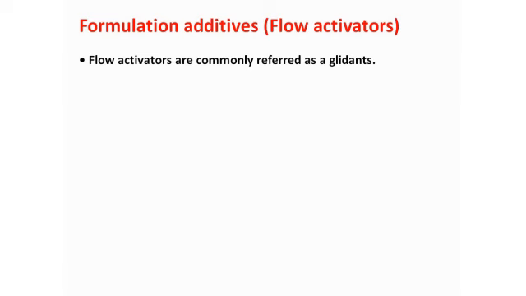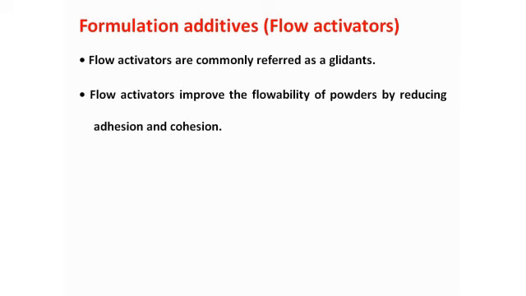Let's take some examples of glidants. Flow activators increase the flowability of the powder by reducing the aeration and the cohesion among the powdered drug molecules, meaning drug particles, right? Examples of glidants: talc, maize starch, magnesium stearate. These are some of the glidants widely used in pharmaceutical unit operations. Okay?